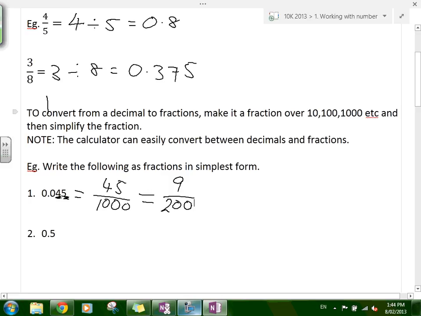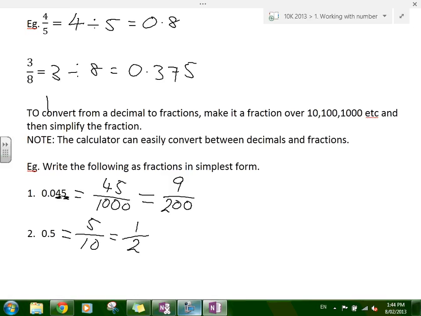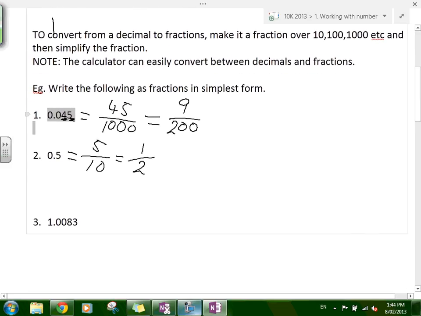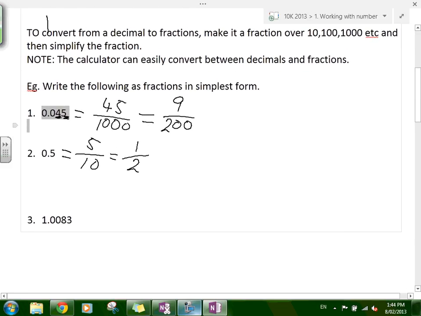0.5 as a fraction. You should be able to know that that's a half, but it's going to be 5 over 10, and then that equals 1 half. That was simplified. There is no restriction whatsoever on that, so you don't have to do it on the calculator. Is that acceptable?